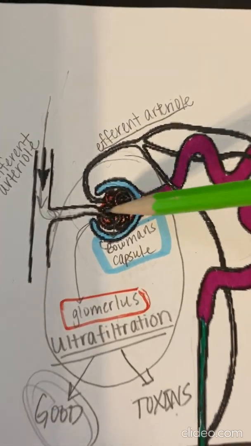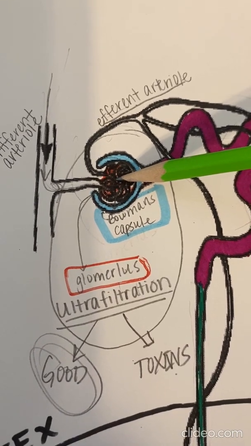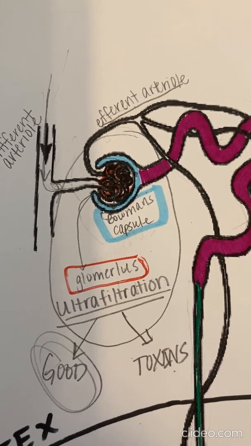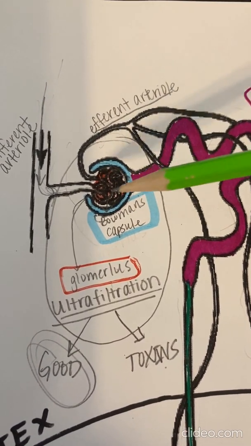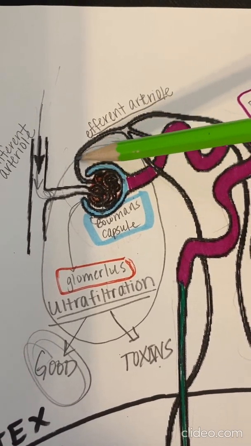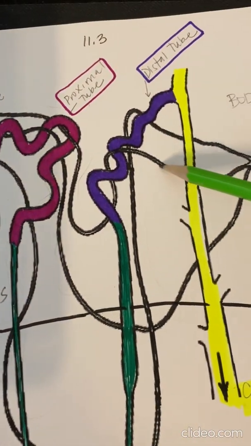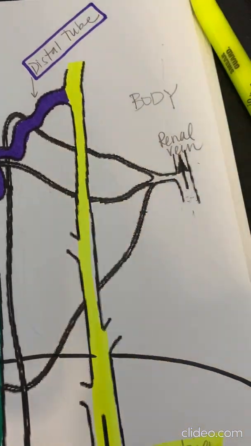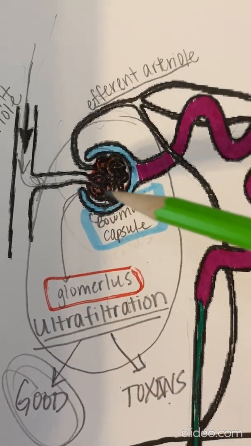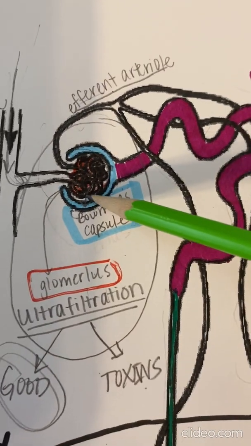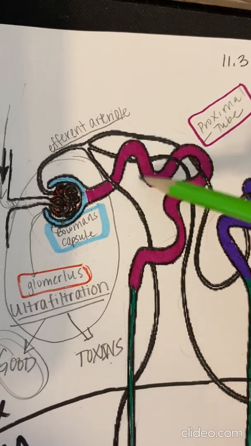gross. In the glomerulus, that's where ultrafiltration is going to happen, and we're going to separate the good stuff and the bad stuff. The good stuff, the good blood, and the stuff that we want is going to go through the efferent arteriole, through the capillary network, the little thin dark ones, out of the renal vein into the body. And the bad stuff, the toxins, the waste, is going to go into the Bowman's capsule and then into the proximal tube.